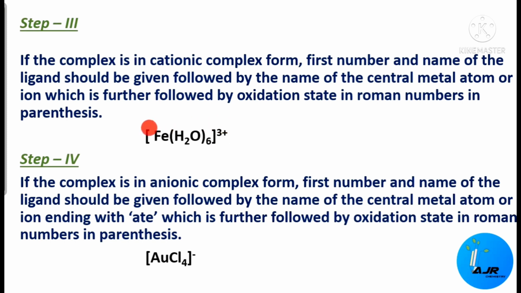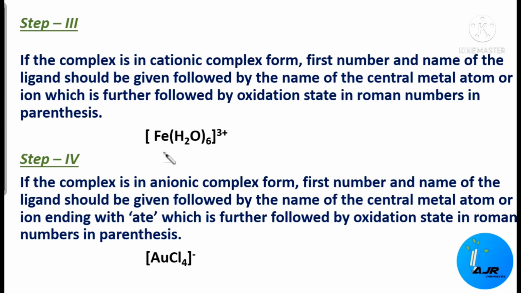Understood? If this is the type of complex, a cationic complex, here we have the central metal atom: Fe is the central metal atom and H2O is the ligand. We have 6 ligands of the same type. So H2O is the ligand and Fe is the central metal atom. Since we have a positive charge at the top of this coordination entity, or the complex ion, it is a cationic complex.